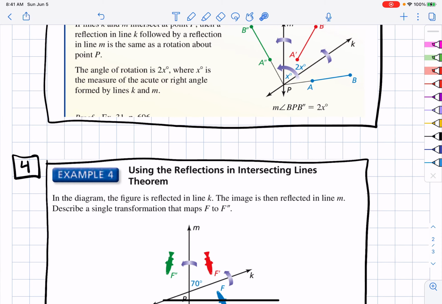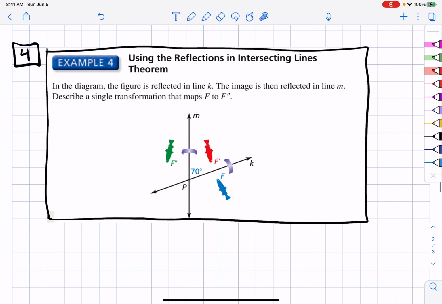So let's work with an example of that for box number 4. It's our last one. It says in the diagram, the figure of the fish is being reflected in line K, and then that's being reflected in line M. So I'm starting with the fish here. I'm going to reflect it over in line K, so notice the fish is kind of upside down. And then we're going to flip it over and reflect it on the side. So notice that the little dorsal fin has been switched around, right? And notice that the back tail fin is over here now. So I've got a reflection, then I have another reflection. And I know that the space between these two lines is worth 70 degrees.